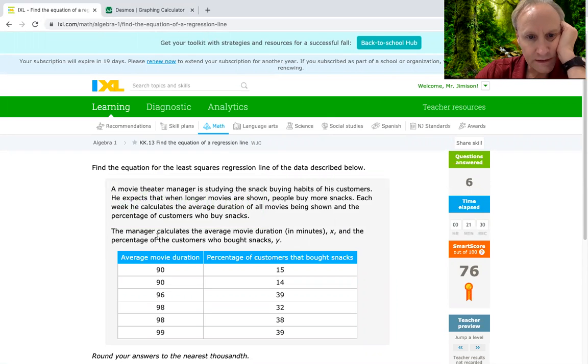Okay, let's see. Average movie duration, percentage of customers that bought snacks. Aha. So as it goes up, it definitely looks like there is a relationship, and only 9 minutes of difference seems to have a big difference in the number of snacks bought.